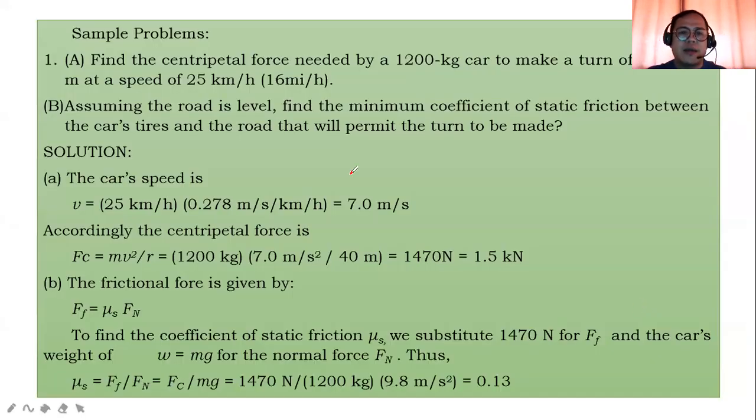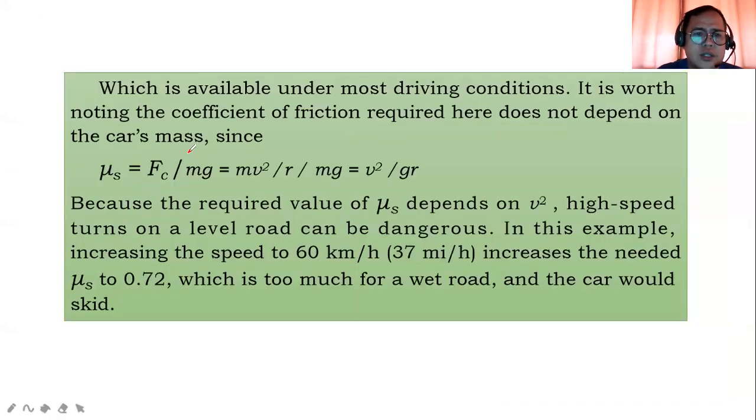So let's have an example. Find the centripetal force needed by a 1,020 kilogram car to make a turn of radius 40 meters at a speed of 25 kilometers per hour. So this is on a flat road. Yeah, flat road. So you see, on a flat road, we do not use an angle.